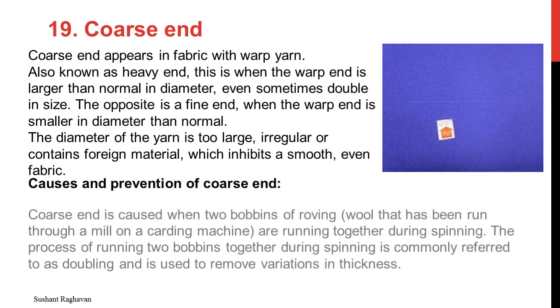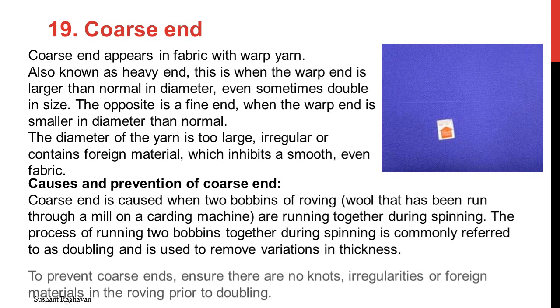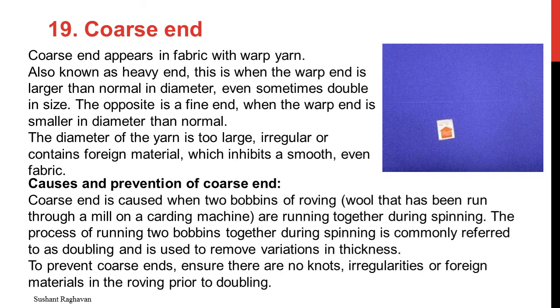Causes and prevention of coarse end. Coarse end is caused when two bobbins of roving wool that has been run through a mill on a carding machine are running together during spinning. The process of running two bobbins together during spinning is commonly referred to as doubling and is used to remove variation in thickness. To prevent coarse ends, ensure there are no knots, irregularities or foreign materials in the roving prior to doubling.